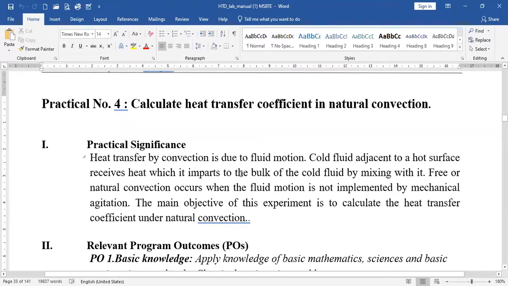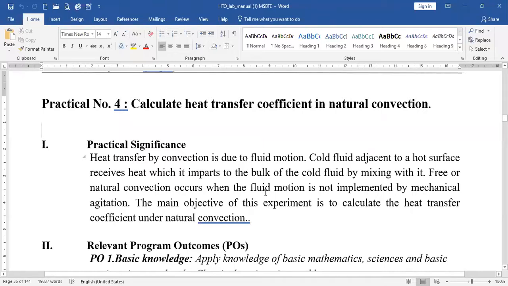imparted to the bulk of the cold fluid by mixing with it. Free or natural convection occurs when the fluid motion is not produced by mechanical agitation. The main objective of this experiment is to calculate the heat transfer coefficient under natural convection.